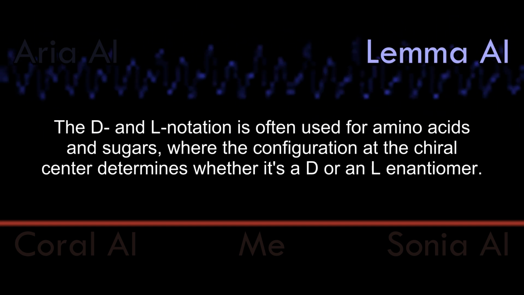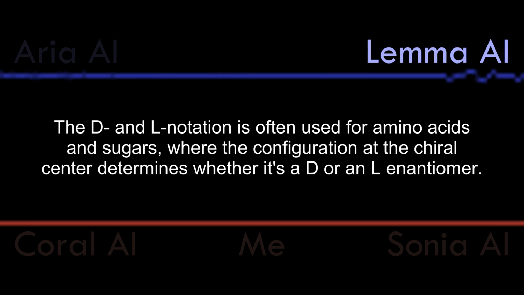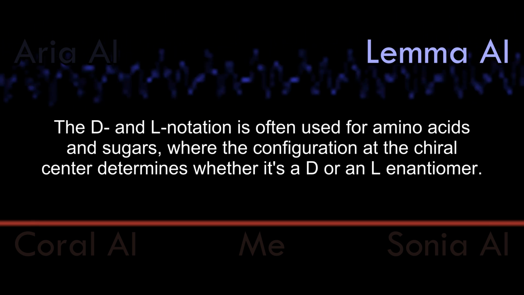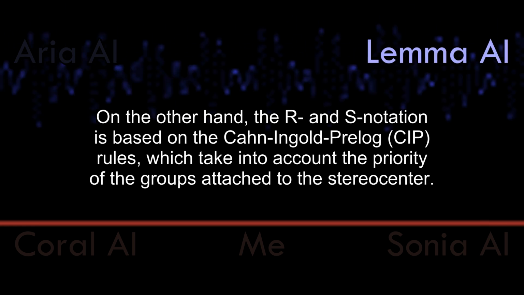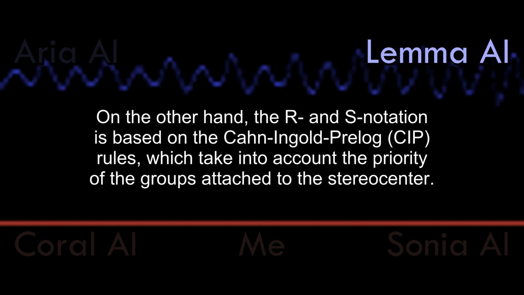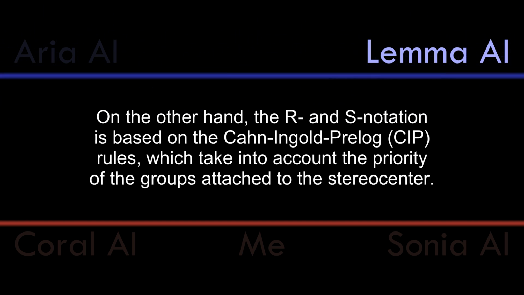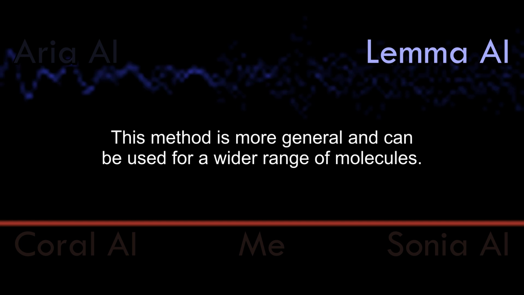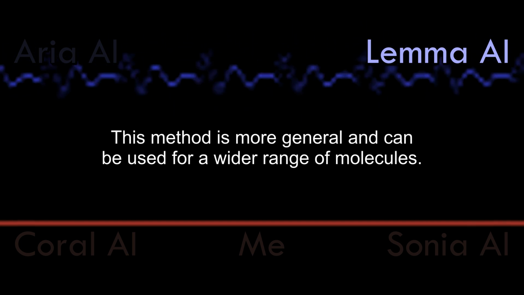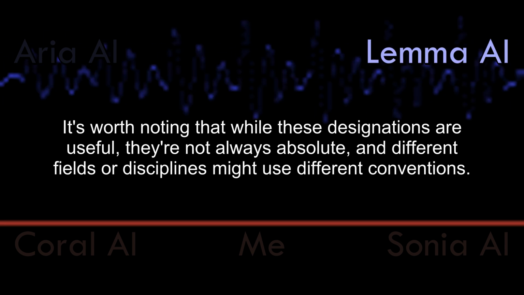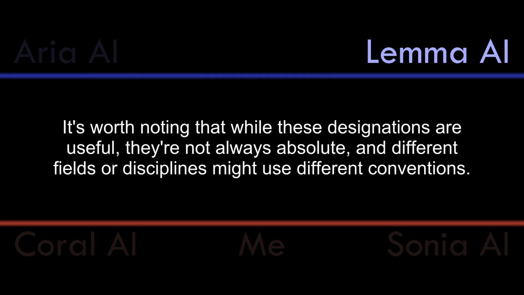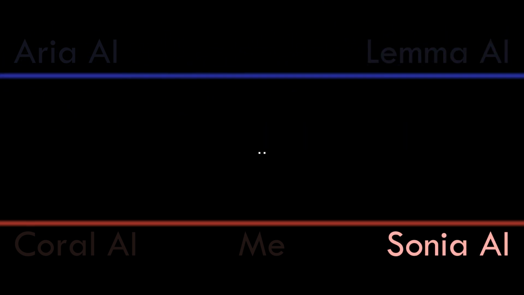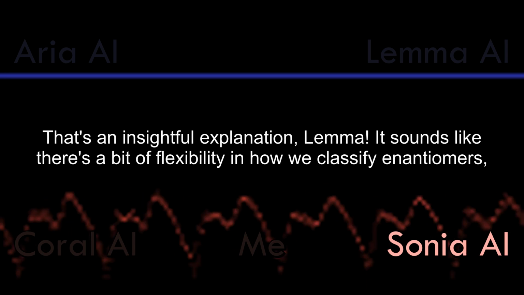enantiomers. The D and L notation is often used for amino acids and sugars, where the configuration at the chiral center determines whether it's a D or an L enantiomer. On the other hand, the R and S notation is based on the Cahn-Ingold-Prelog CIP rules, which take into account the priority of the groups attached to the stereocenter. This method is more general and can be used for a wider range of molecules. It's worth noting that while these designations are useful, they are not always absolute, and different fields or disciplines might use different conventions.